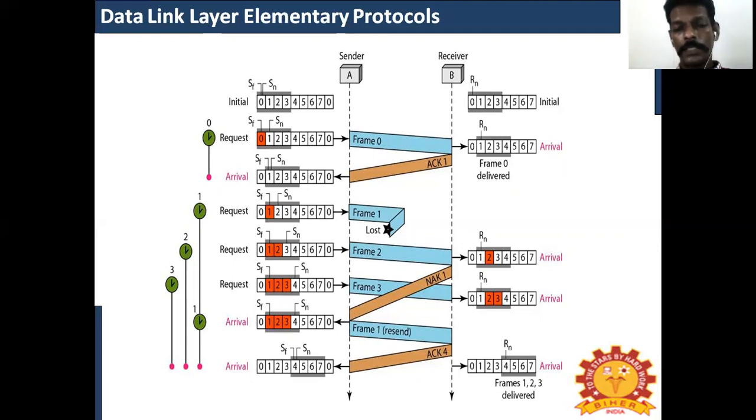After the receiver machine B receives frame 0, it automatically sends the acknowledgement to the sender, that is ACK1. So frame 0 has been successfully sent. After that, I want to send frame 1, frame 2, frame 3. So the size of the window will be 4. Frame 0 I had already sent. Next, frame 1, frame 2, frame 3 I just sent.